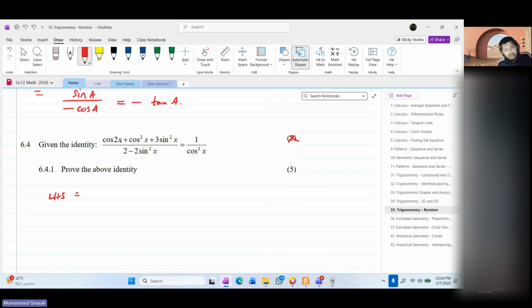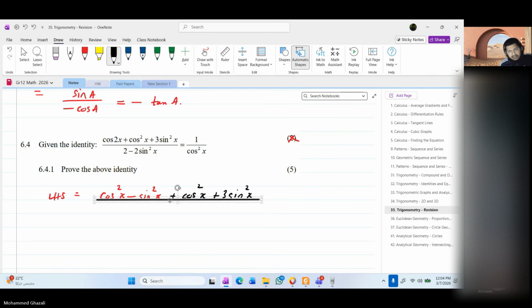So left-hand side, what is cos 2x? I need to see what to expand in terms of, right? So you need to expand the cos 2x in terms of cos and sine, because you got cos here and you got sine there. So cos 2x is basically cos squared x minus sine squared x. And then leave the balance plus cos squared x plus 3 sine squared x. Bottom, factorize it. Factorize the bottom 2 into, why are we factorizing the bottom? Because 1 minus sine squared is an identity.